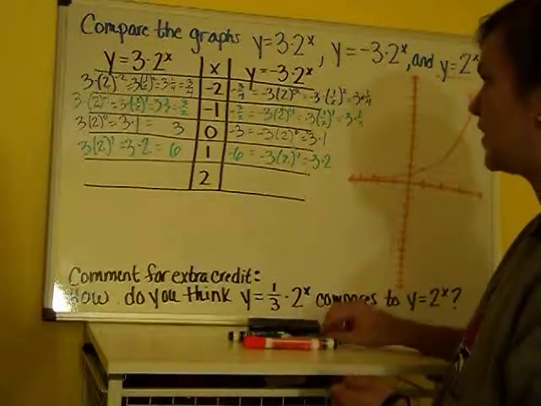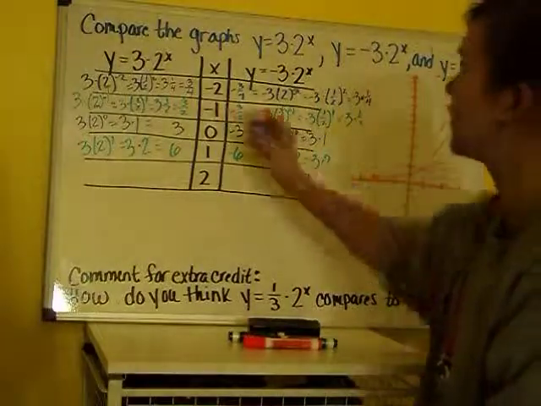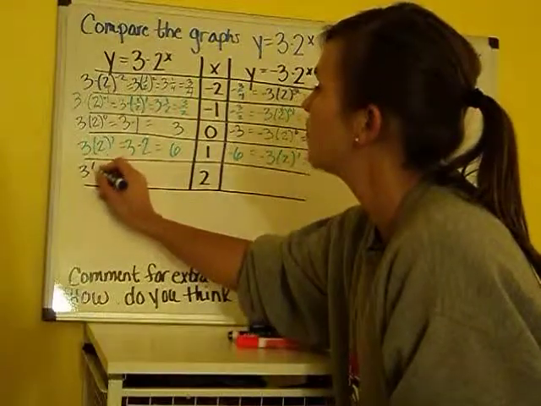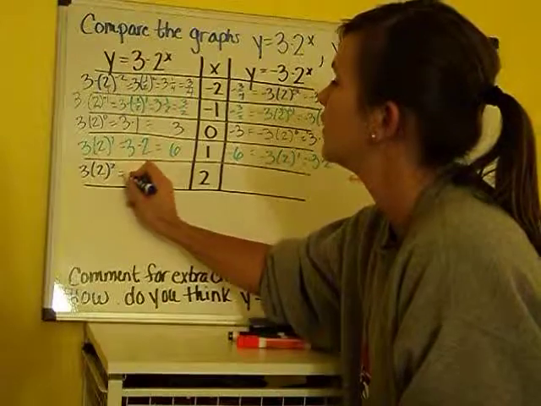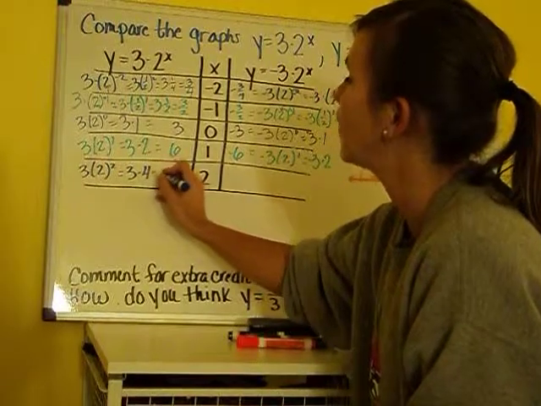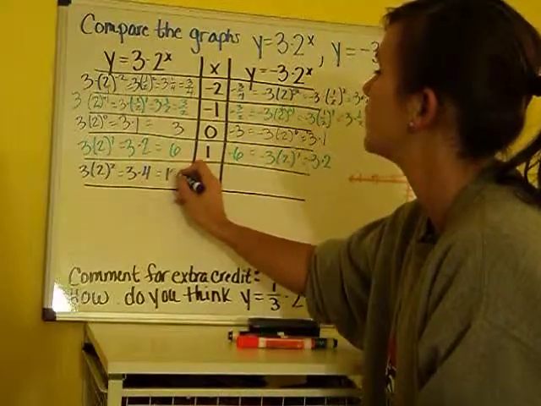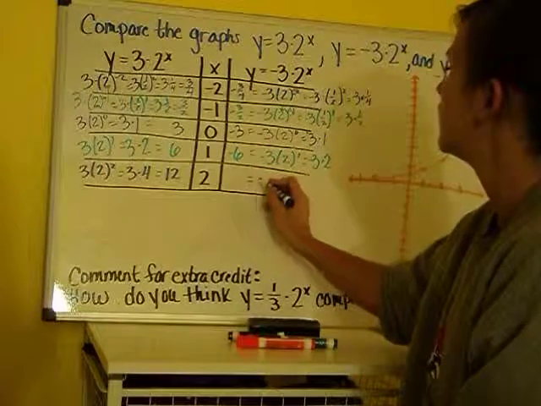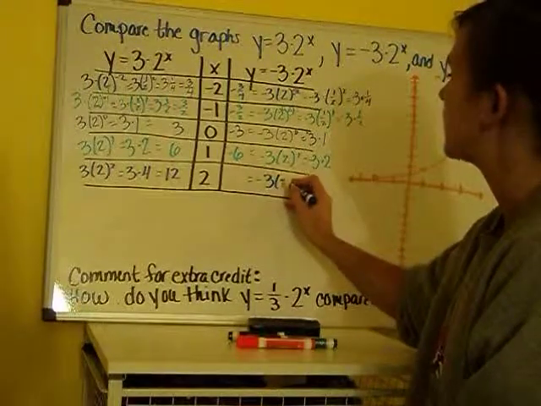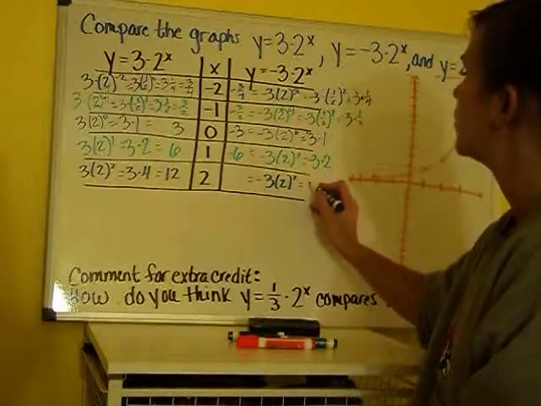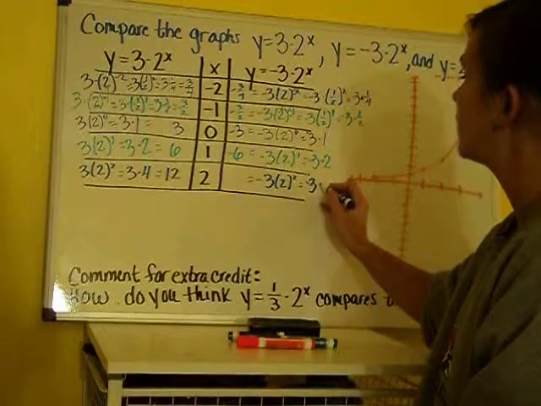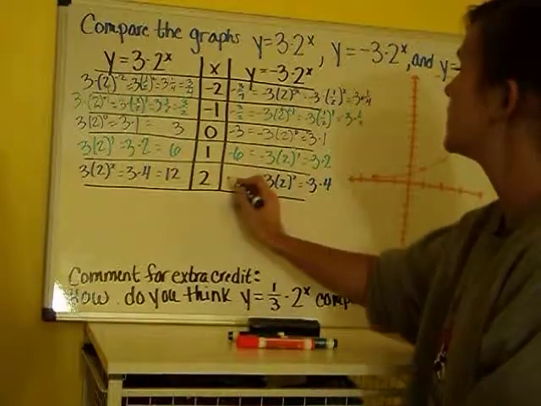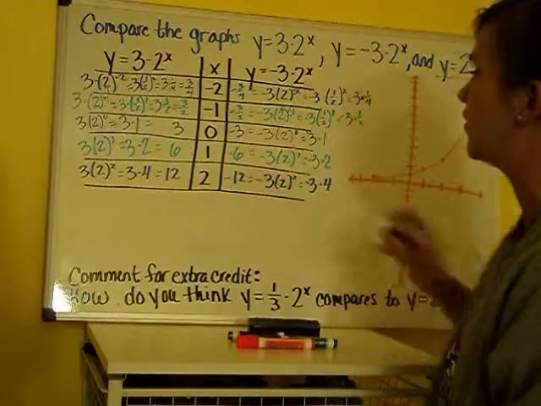And last but not least, if we plug in 2 for x, we're going to have 3 times 2 squared. 2 squared is 4, which gives us 12. Here we have negative 3 times 2 squared. 2 squared is in fact still 4, but 4 times negative 3 gives us negative 12.